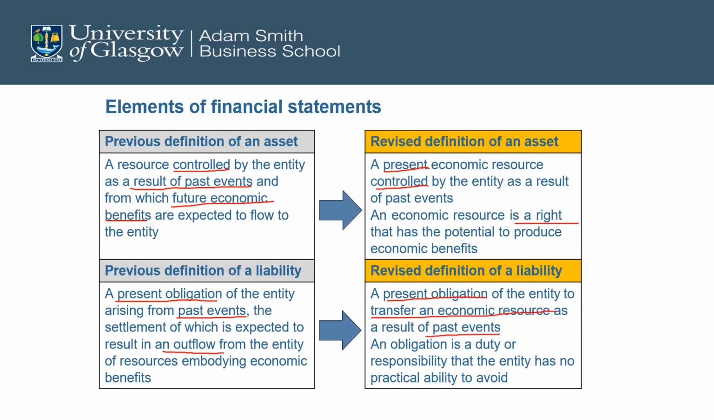So we have learned economic resource from the idea of assets. It means a right that has the potential to produce economic benefit. So in this way, it means that the business would have a certain obligation to transfer a right that has the potential to produce economic benefit. And the obligation means a duty or responsibility that the entity has no practical ability to avoid.